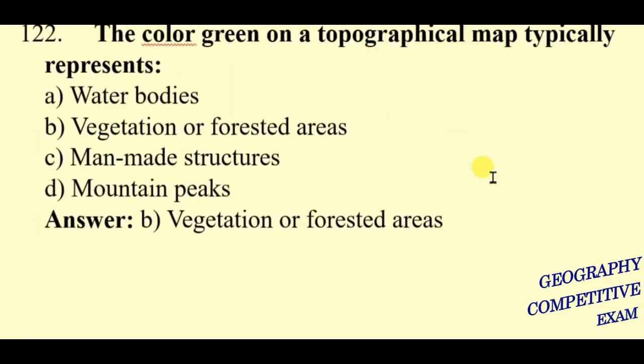Question 122. The color green on a topographical map typically represents water bodies, vegetation or forested areas, man-made structures, and mountain peaks. Here the right answer will be vegetation or forested areas. Every vegetation or forested area shows in green in the topographical map, and blue for the water bodies in topographical maps.